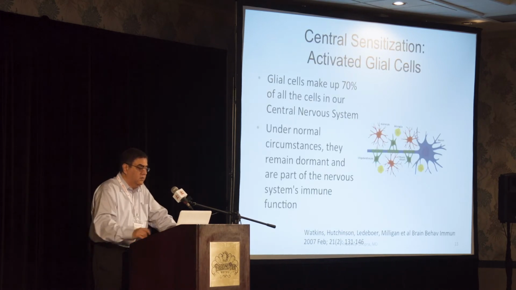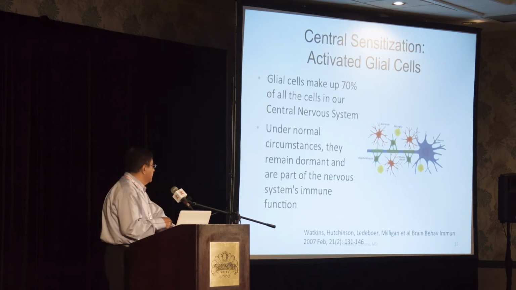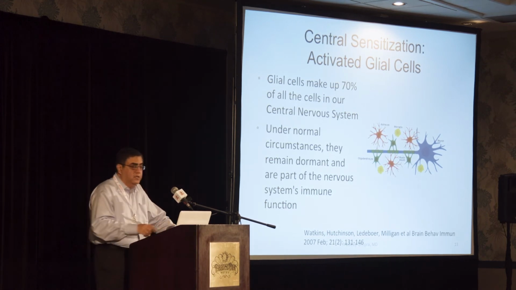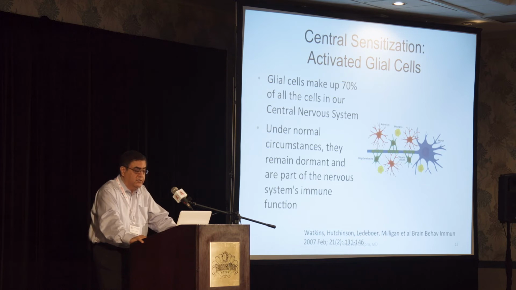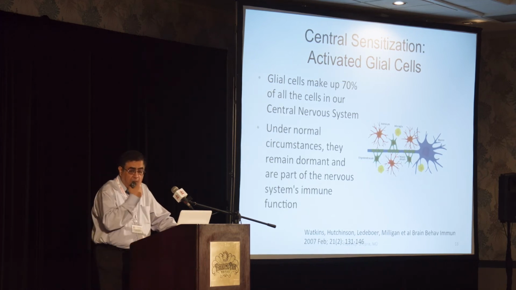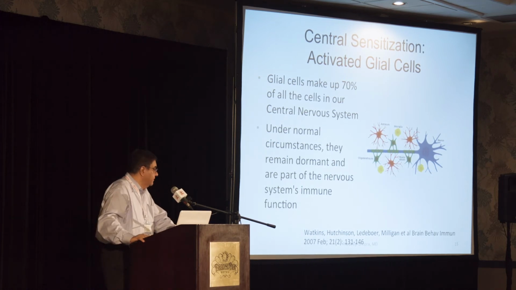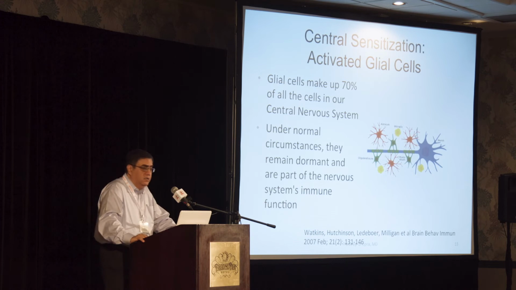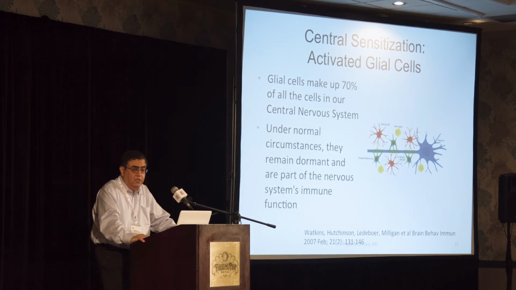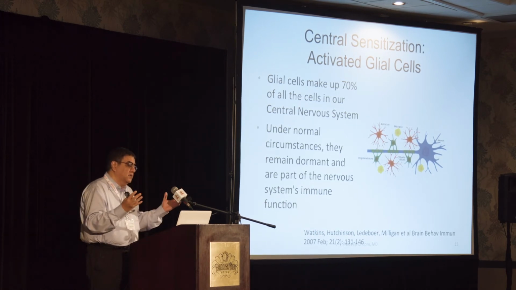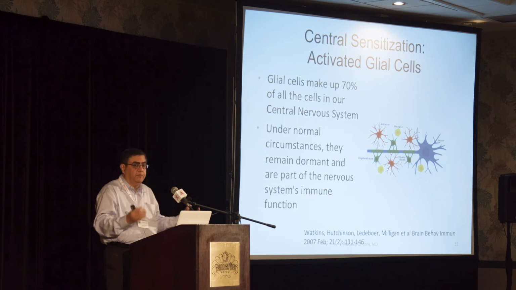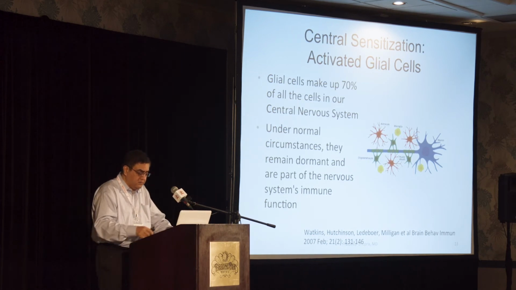Glia, in the brain and the central nervous system, that is the brain and the spinal cord, 70% of our brain and spinal cord is made up of something called glial cells. Glial cells were considered to be packing material. And so the idea was that there were nerve cells in the brain and the spinal cord that were packed around and protected by glial cells.